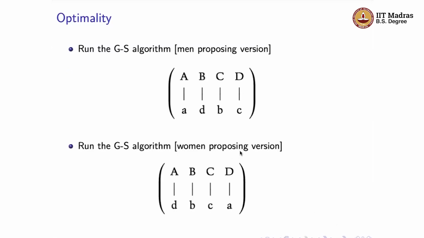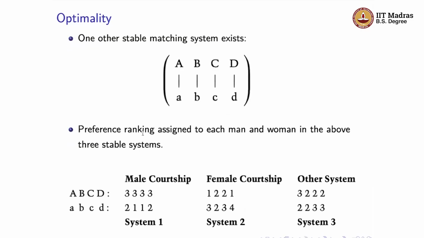And one question is, how do you compare these 3 different systems, these 3 matching systems that I've come across, right? So one way of comparing is to think about who got what in these 3 systems. So we can think about the preference ranking that is attached to each man and woman in the above 3 stable systems, right? So for example, this is how you read the thing.